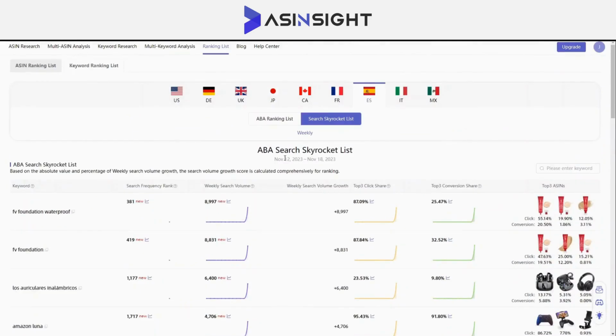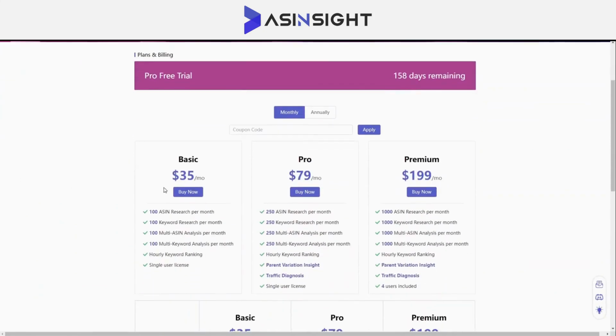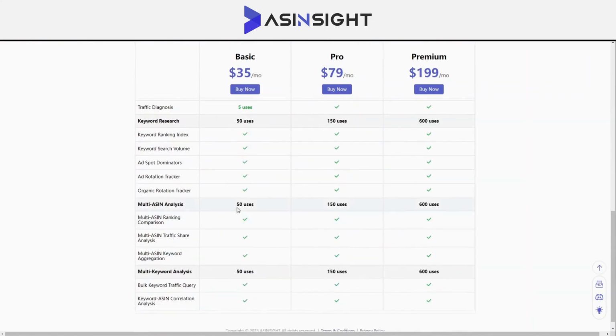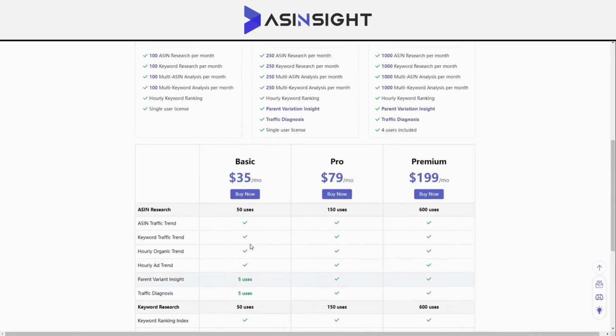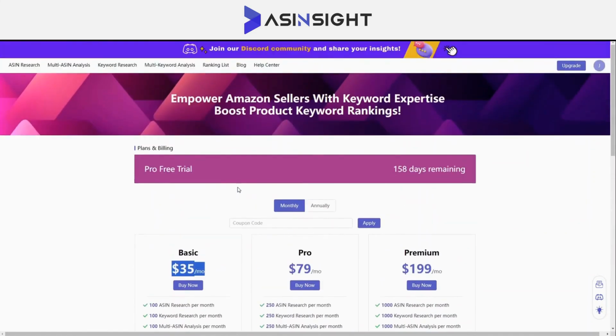So this is the ASINSight tool, as you can see, reverse ASIN, keyword search, multi-reverse ASIN, multi-keywords, and the ranking list for 9 Amazon countries. I guess they'll be adding more countries soon. And it's not a very expensive tool. If you go for the upgrade, it costs $35 a month, or $79 or $199. And here it includes 50 reverse ASINs per month, 50 keyword searches per month, 50 multi-ASIN searches and multi-keyword searches per month. So you can get 200 uses for $35, which is not a lot of money. So it's a highly recommended tool.